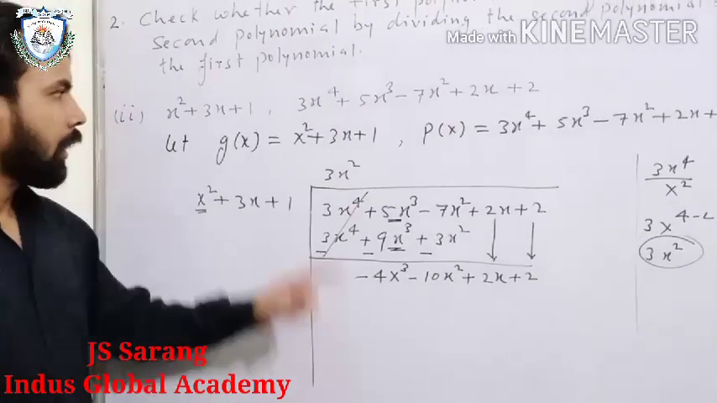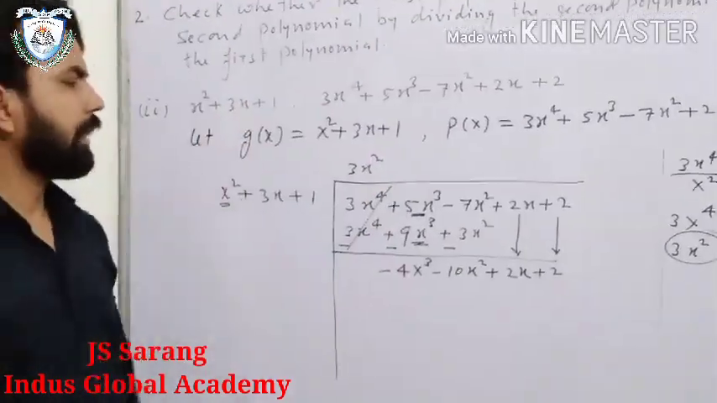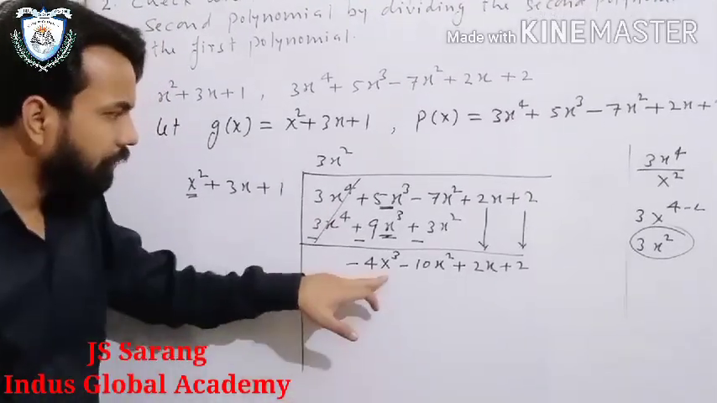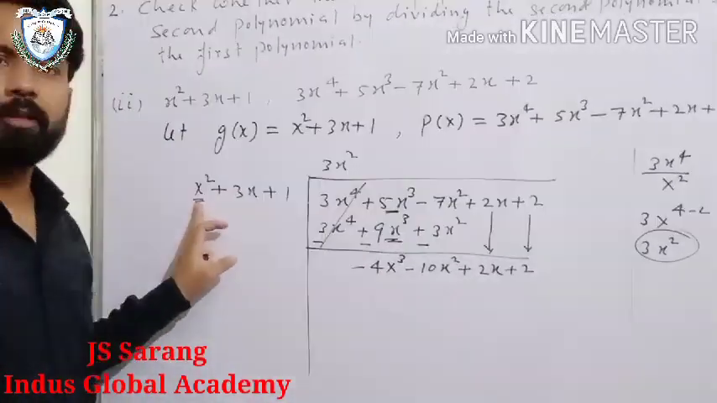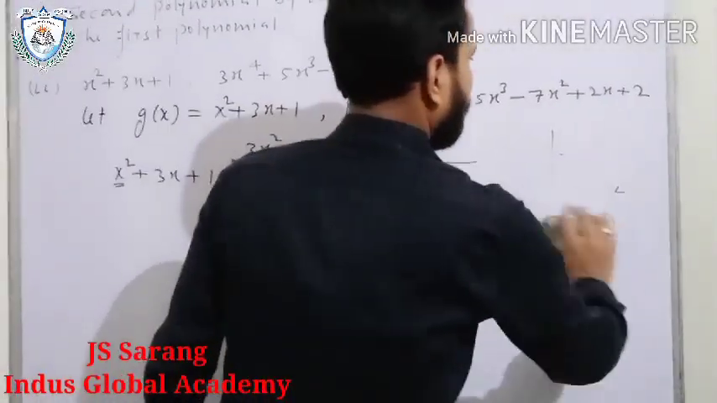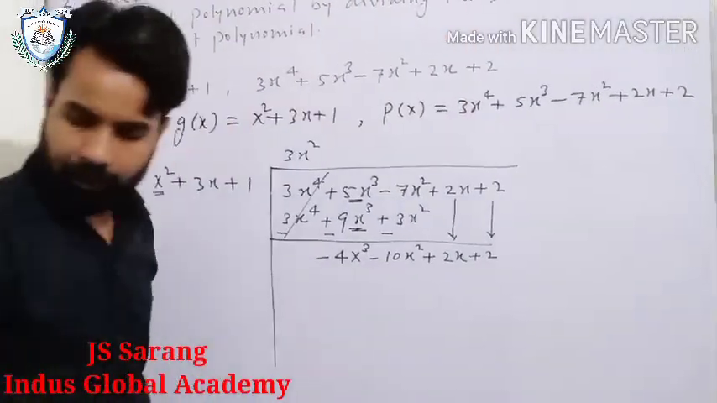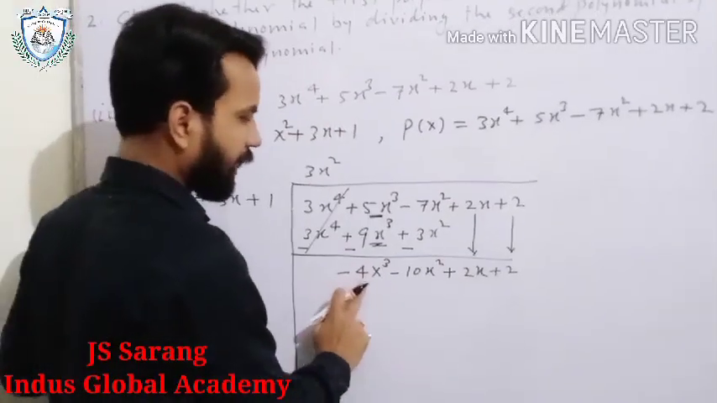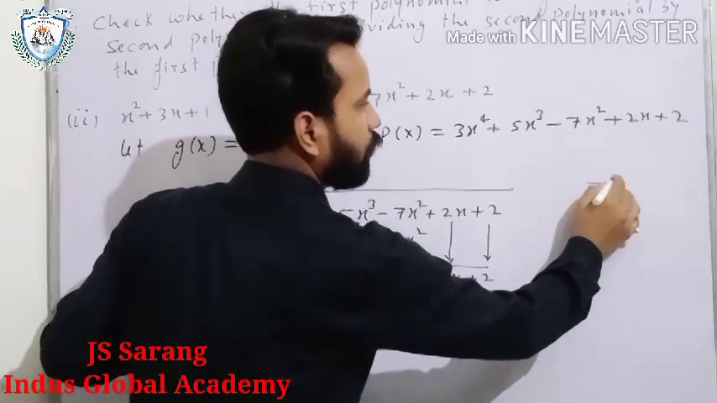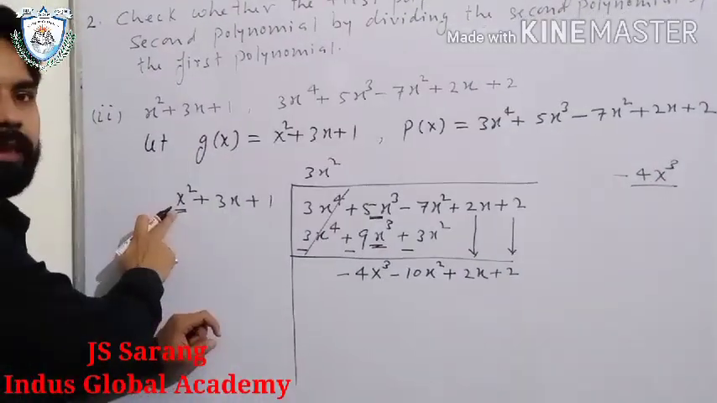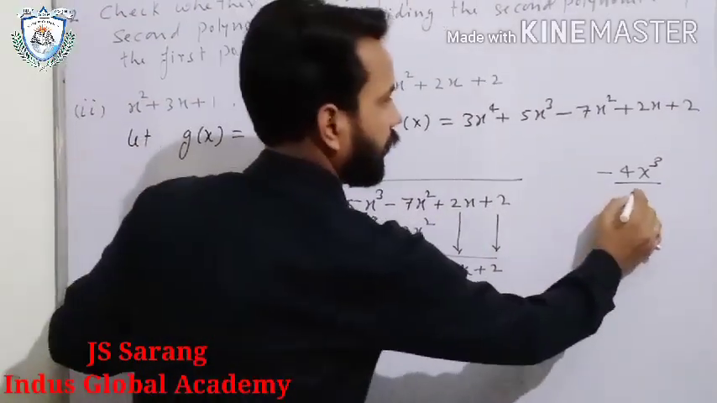Got it? Now the second term of this quotient will be, how can we get the second term of this quotient? We will divide the first term of this by first term of divisor. So we will check what will be the second term of quotient. So what is the first term of this remainder? That is minus 4x cube. So minus 4x cube will be divided by first term of this polynomial, that is x square.